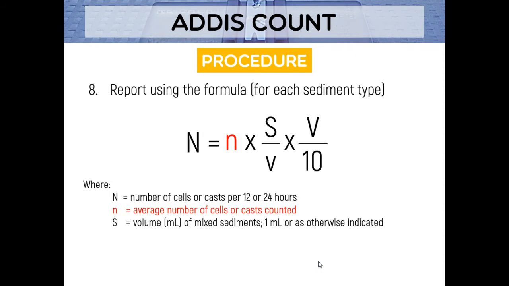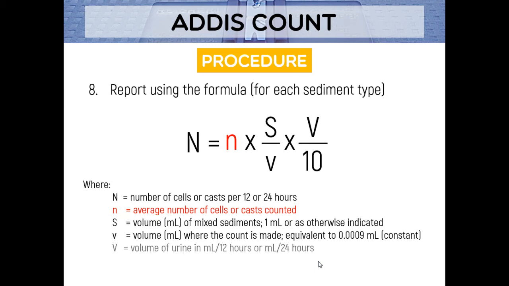Okay? Capital S is the volume of the mixed sediment, meaning the sediment that we examine. That's 0.5 to 1 ml. So we usually put that as 1 ml unless it is specified as 0.5 or 0.6. Small v is the volume where the count is made. That's equivalent to 0.0009 ml.